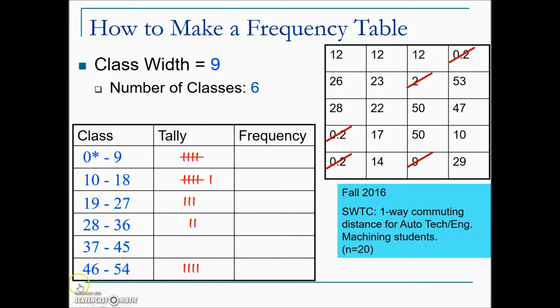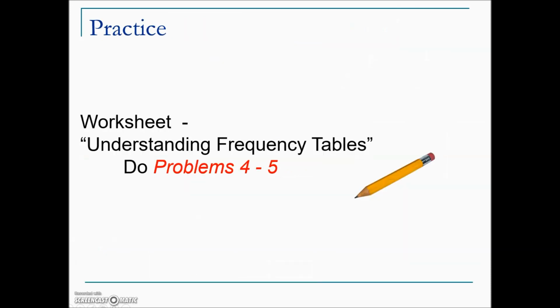These are the classes that have numbers from the data table, and frequency is just a matter of translating our hash marks into the integer that the hash mark represents. We had 5 in the first class, 6 in the next, and so on for the remaining ones. And now, seeing the frequencies, we can determine what the most common commuting distance is, the 10 to 18 miles for one way. We can see where the least is, the greatest, and so on. We can make lots of observations by having this raw data expressed in a frequency table.